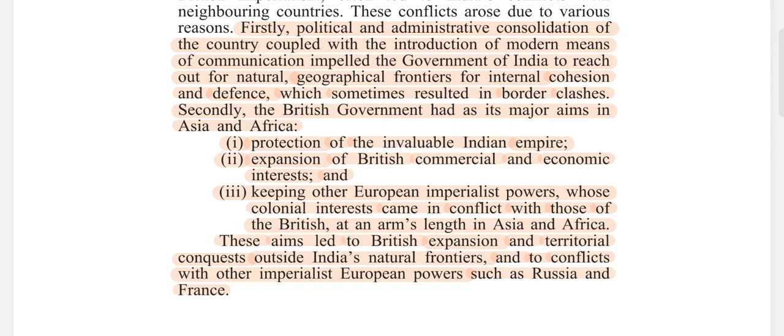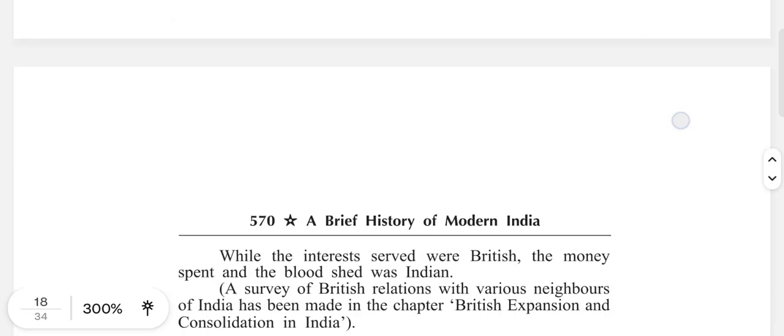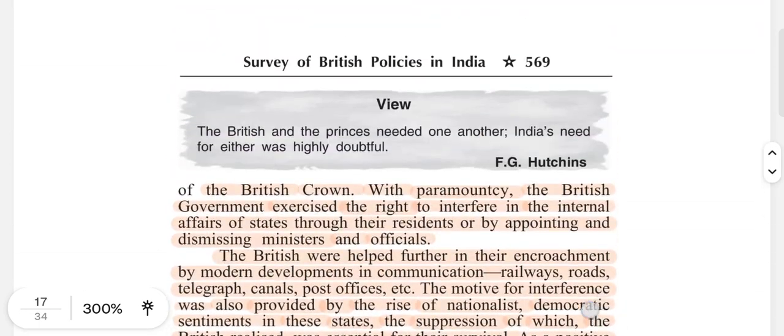In this view, the British and the princes needed one another. India's need for either was highly doubtful. F.G. Hutchins, The Illusion of Permanence, A Brief History of Modern India. While the interests served were British, the punishment and the bloodshed was Indian. A survey of British relations with various neighbors of India has been made in the chapter, British Expansion and Consolidation in India.